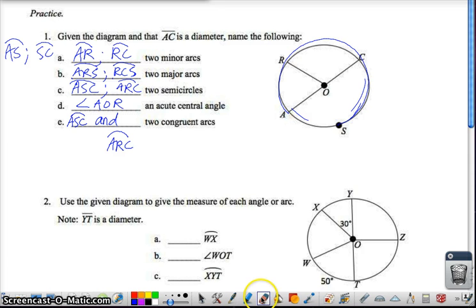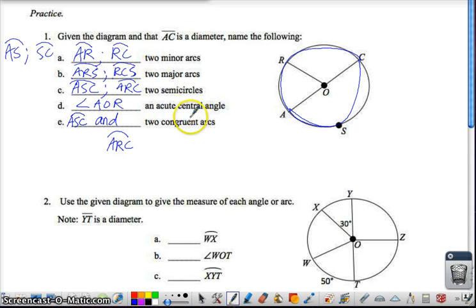Two actual semicircles, right? Well, if AC is a diameter, then that means my semicircles are ARC and CSA. So ARC and CSA or ASC, depending on which way you looked at it. An acute central angle, looks like this is my only acute one because this looks like it's bigger than 90 degrees. So therefore angle AOR or ROA would be my acute central angle.